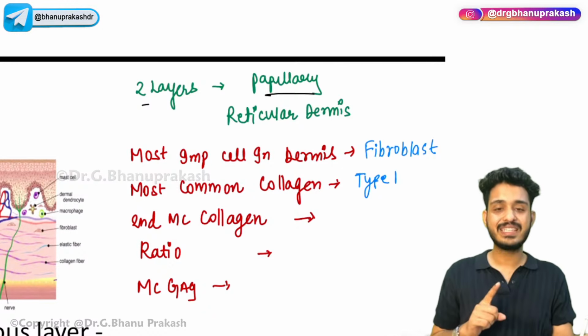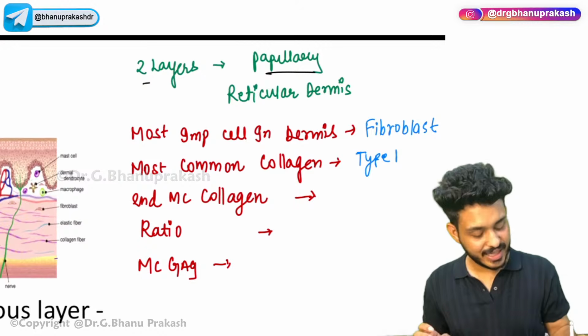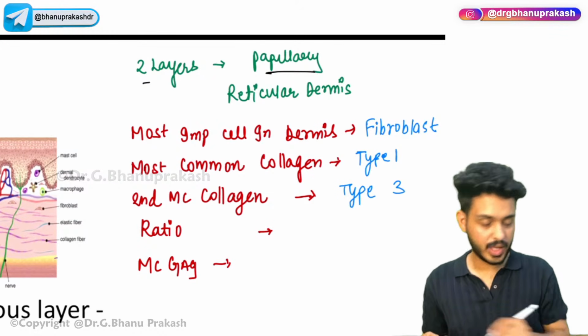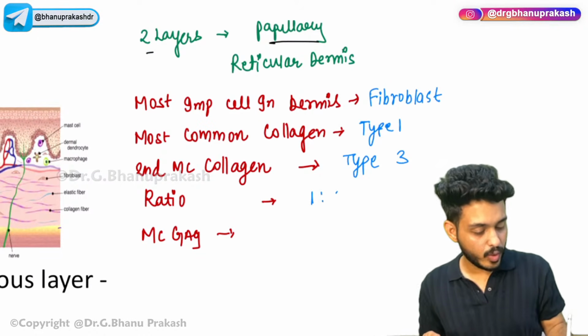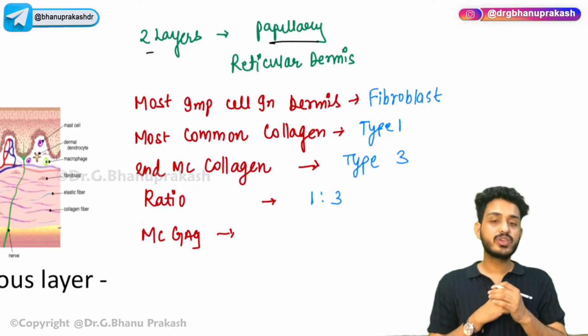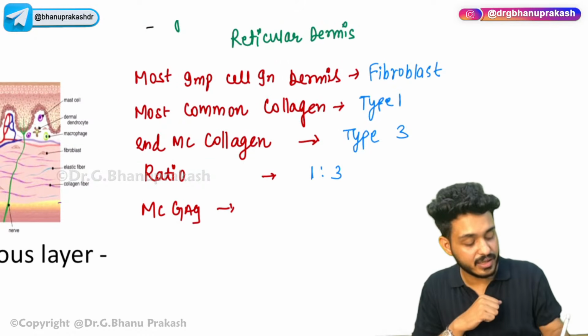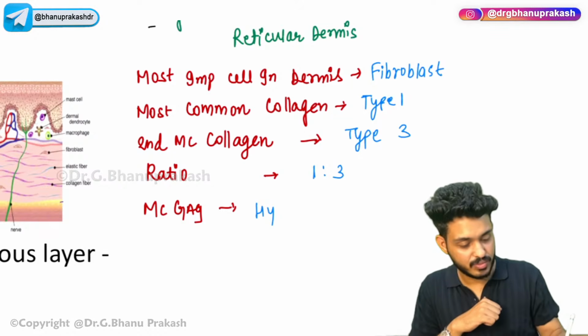Okay, type 1 will be seen in the bones, type 2 will be seen in the cartilage. Second most common collagen that you will be finding here will be type 3 collagen. And what is the ratio? That would be 1:3. And one question they have asked you, what is the most common glycosaminoglycan here?